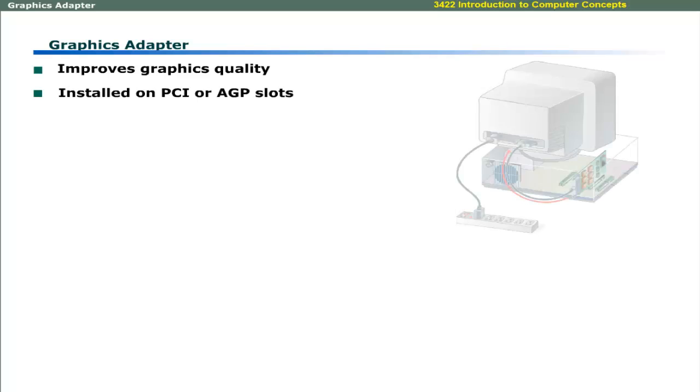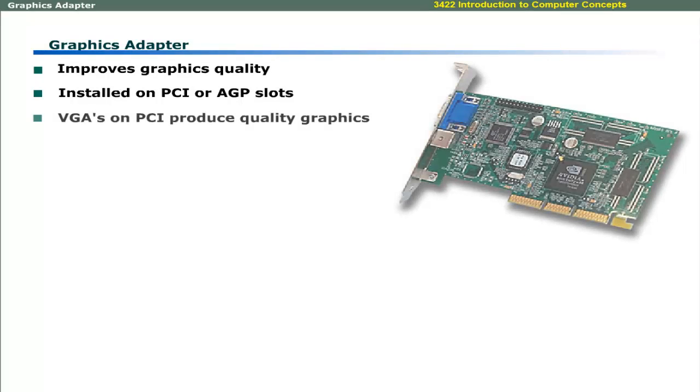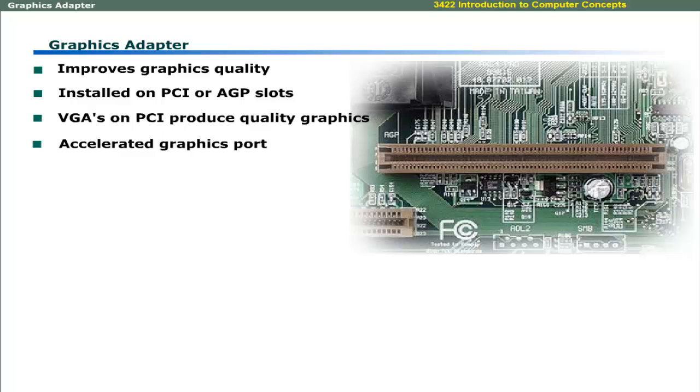Graphic adapter improves motion graphics quality. These are installed on motherboards on PCI or AGP slots. VGA boards used with PCI slots produce better quality, high-resolution graphics. Accelerated graphic port allows video data transfer.